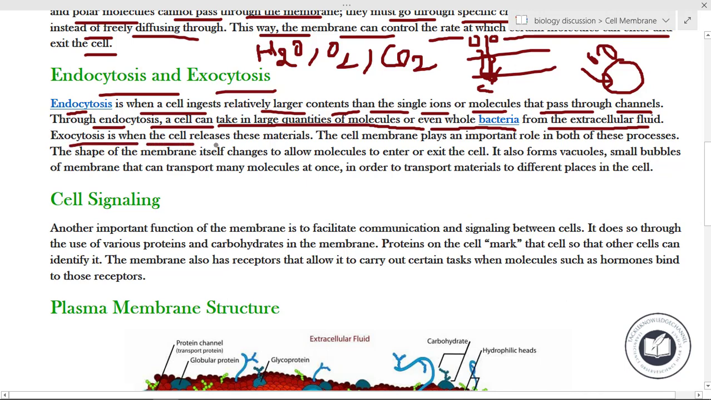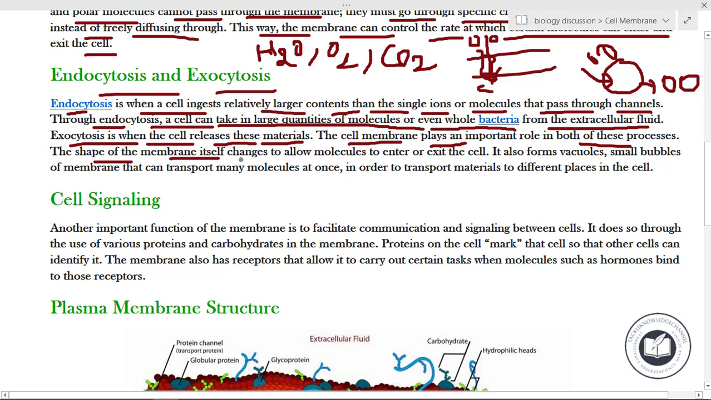Exocytosis is when the cell releases these materials. So exocytosis means the cell is releasing materials to the outside of the cell. The cell releases waste products to the outer side of the cell. The cell membrane plays an important role in both of these processes.